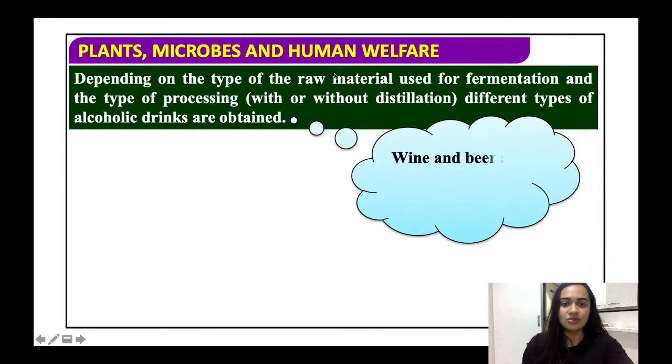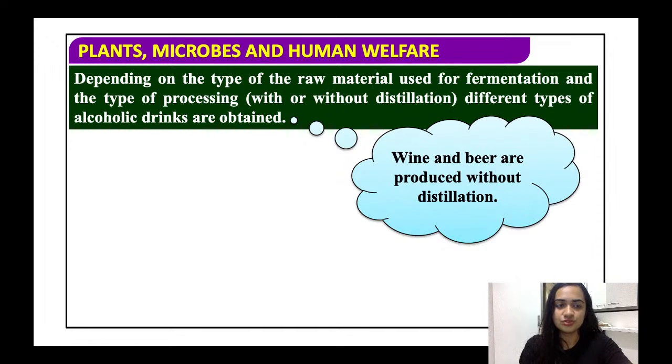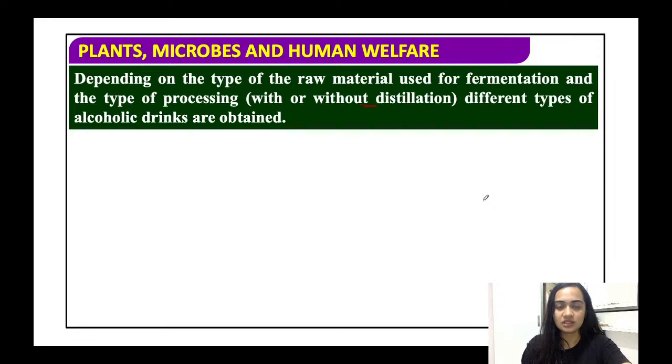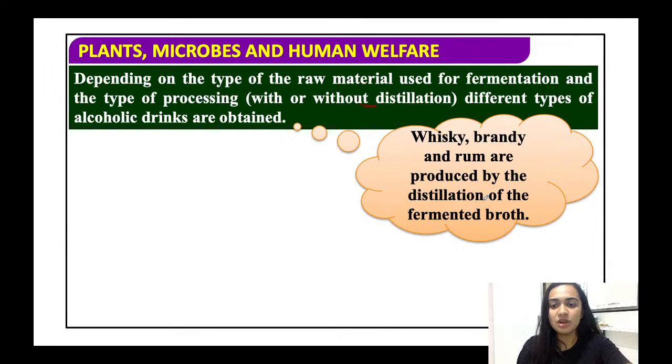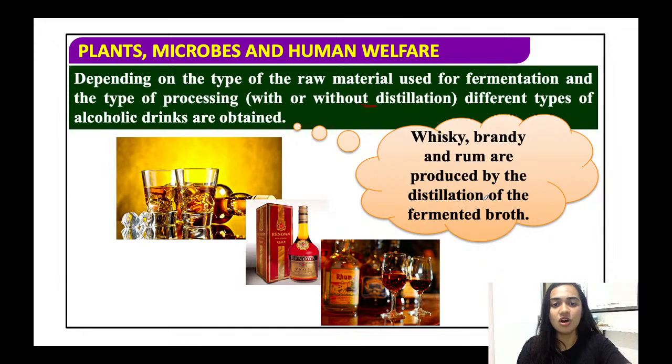All right. So now, depending upon the type of raw material used for fermentation and the type of processing which is involved. So type of processing means दो type होंगे, एक with distillation and one will be without distillation. So different types of alcohol drinks are obtained. ठीक है. Wine and beer तब produce होते हैं जब distillation वाली process इनमें skip हो जाती है. Fine. And whiskey, brandy, rum are produced by the distillation of the fermented broth. Fine. So you have to remember what alcoholic beverages are distilled and what alcoholic beverages are not distilled.